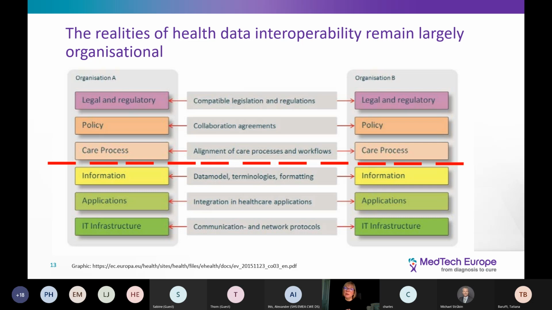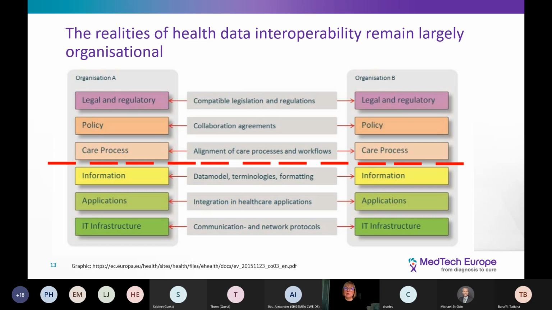And here is the more familiar version of the interoperability framework stack that you will be familiar with. This is from the eHealth Network of 2015, so it's already quite old. However, the challenges identified by the eHealth Network in 2015 still pertain. The red line across the middle of that diagram is mine, and it's where I suggest above that line is where I suggest we still need the most work. We still need more focus on interoperability within care processes, within the policy domain and within the legal and regulatory domain.